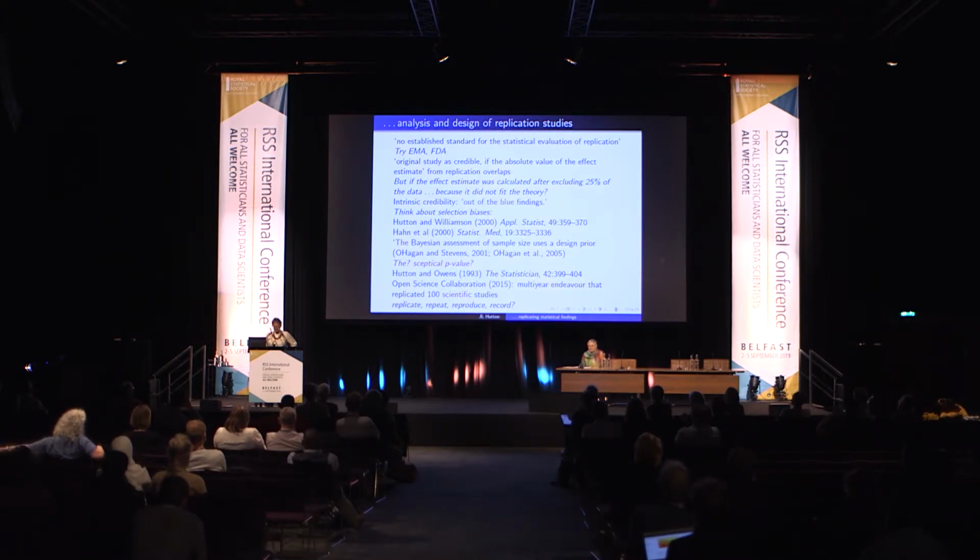The intrinsic credibility of out-of-the-blue findings? Well, actually, I wrote about selection biases about 20 years ago, where you get people who did these studies and then looked for the most significant of the 20 or 30 things they measured and reported that. Actually, it's not very difficult to work out the distribution of the maximum of a series of values as opposed to the distribution of a single value. Hutton-Williamson is about continuous measures. Hahn, Hutton, etc. is about subgroup analyses in the context of meta-analysis, but it's equally applicable.